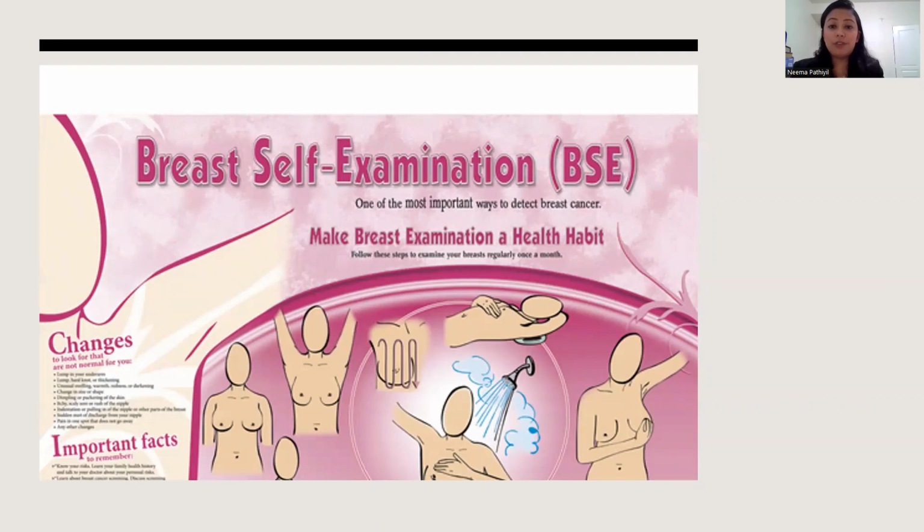It takes only a few minutes, and you will be the first person to notice a lump, a bump, a swelling, or even a difference in the way the tissue feels. You can easily put one of your hands above your forehead and just go in circular motions around the breast to feel for any lumps or bumps. You can also squeeze the nipple to see if you get any discharge or if there is any bleeding.